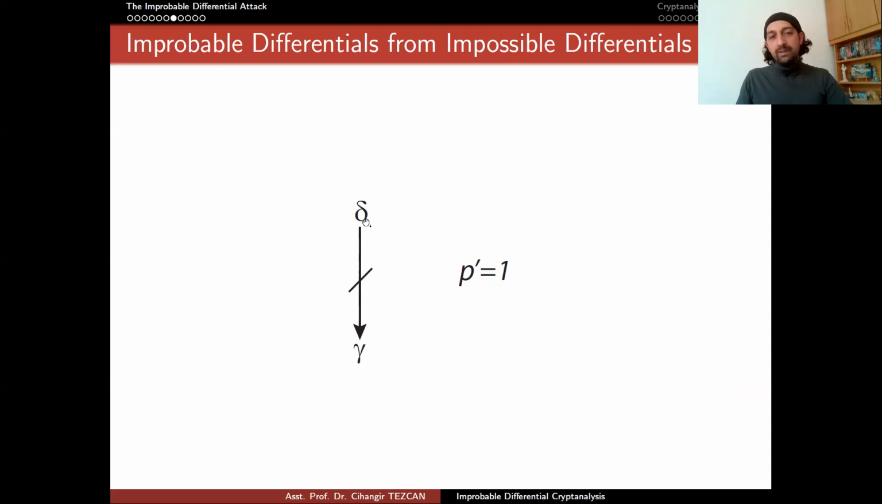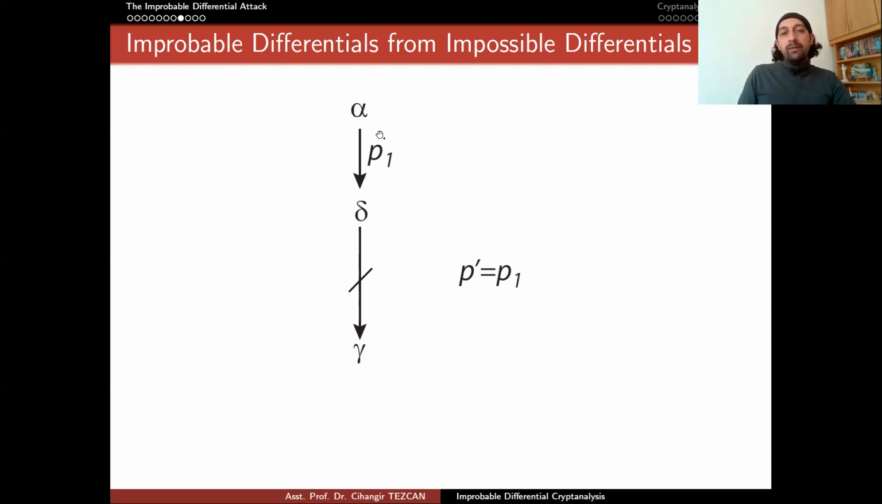So you definitely know that delta does not go to gamma. So with probability 1, delta does not go to gamma after some rounds of encryption. For the cipher, you are trying to find this weakness. Now, add a high probability differential to the top so that alpha goes to delta with probability P1.